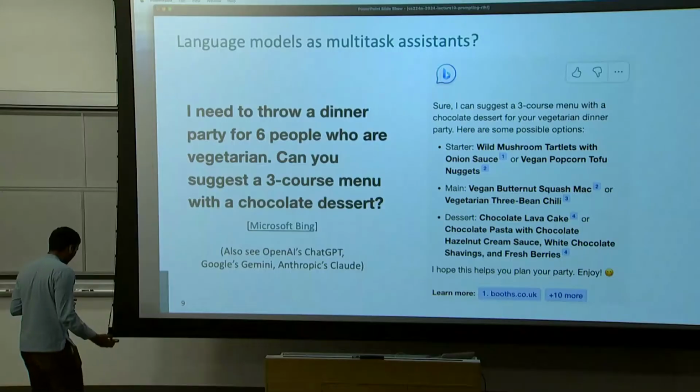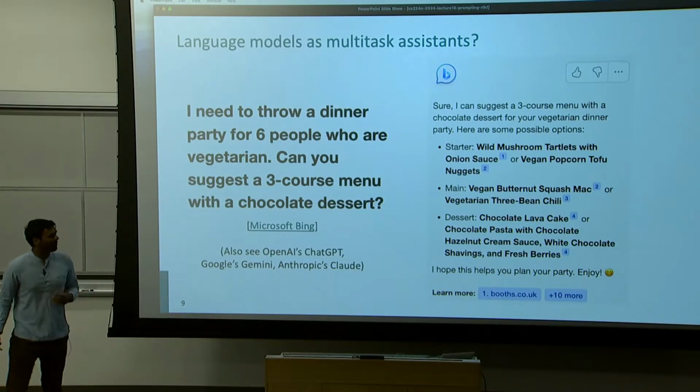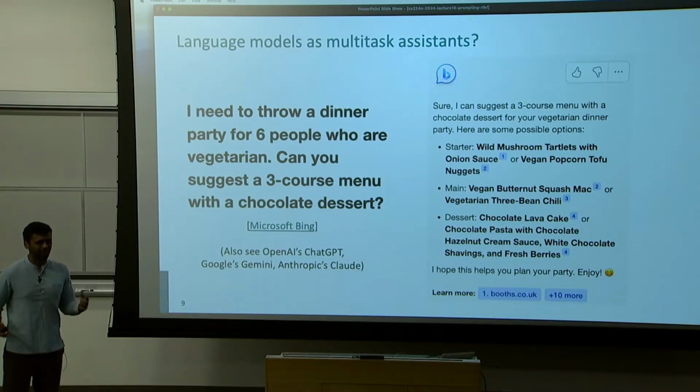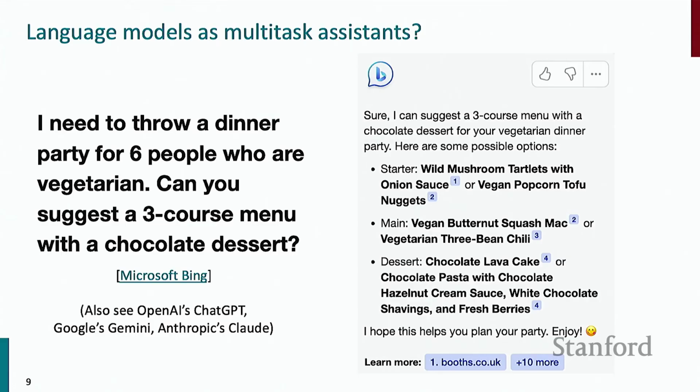So broadly, the way we're seeing language models at this point is that they're emerging as general purpose multitask assistants. And it's very strange, right? We started off with text token prediction and we're reaching the stage where we can rely on them to do many, many different things. So how are we getting there? And I'm sure you all are aware of what these models are.